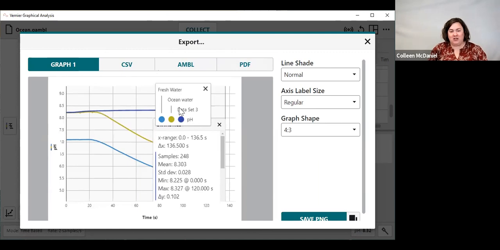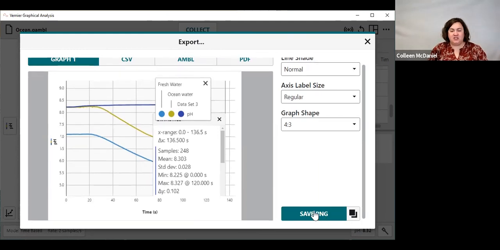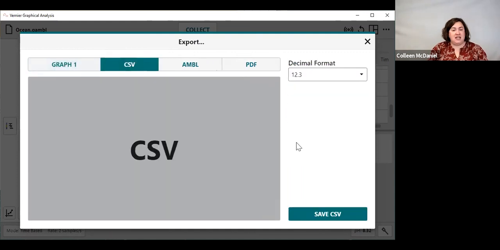So you can see I would want to turn off my statistics and move my legend a bit out of the way. But from here, you can actually save it as a PNG file, which you can then just drop into a Google Doc or a Word document to be able to put it into a lab report. You can also export the data as a CSV file. So that would just be the data itself, not the graph. And then that CSV file can then be imported into other Sheets programs such as Google Sheets or Excel.